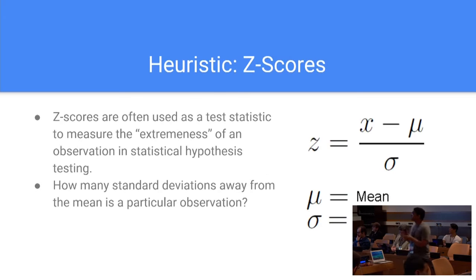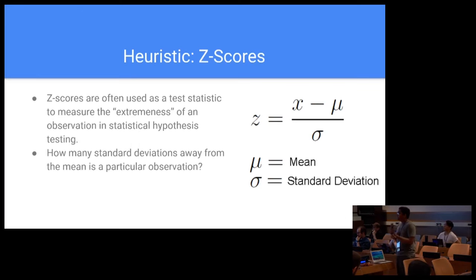So let's start with something that should be familiar to people if you've taken a statistics course, the z-score. The z-score is something that's used to determine how extreme an observation is.